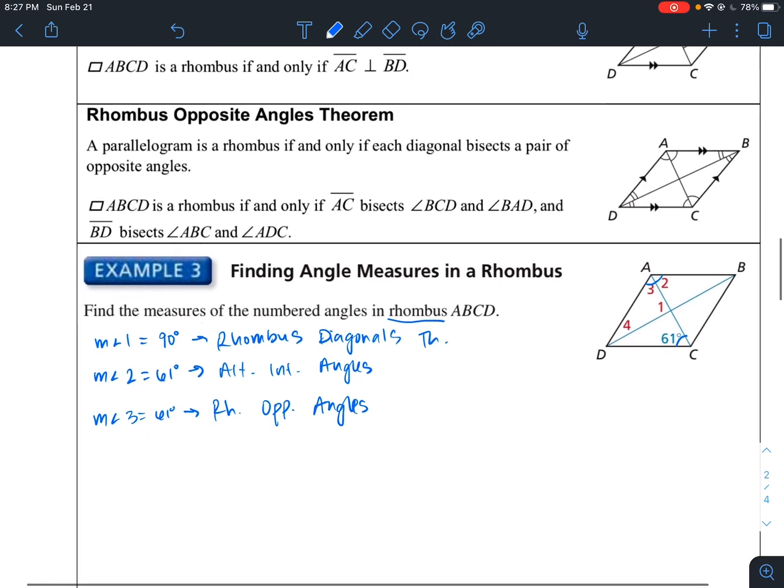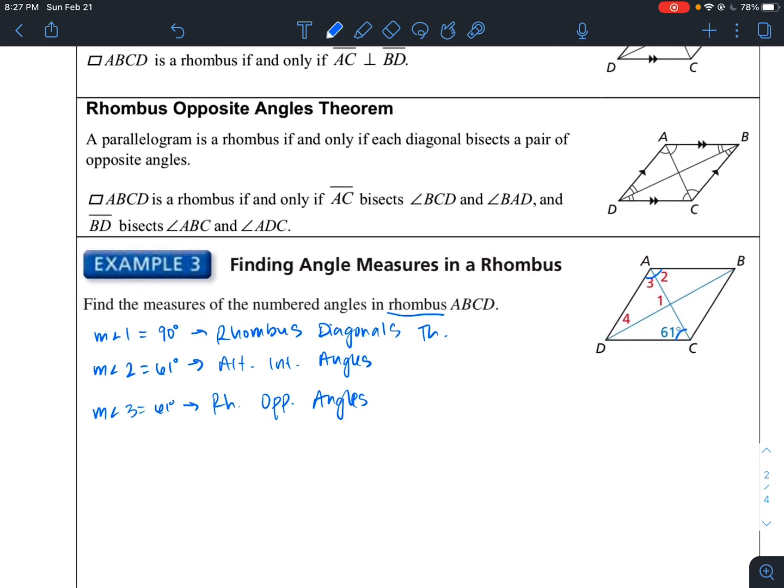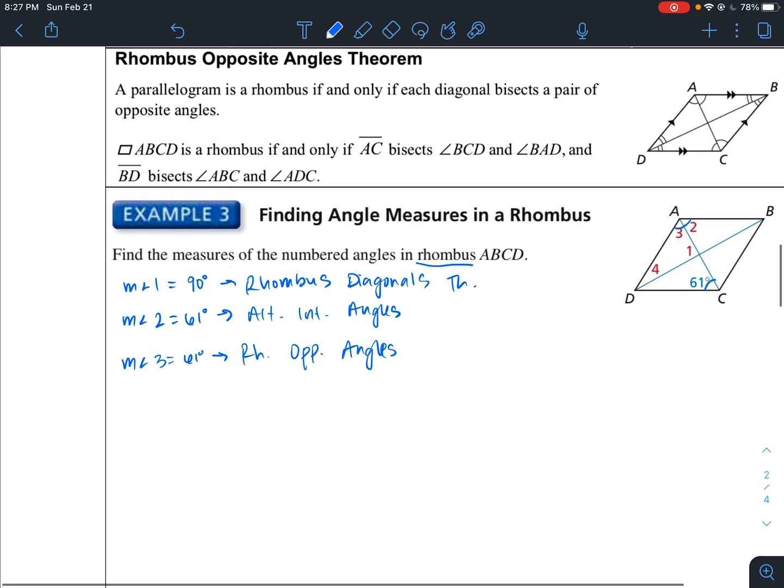Yeah, opposite angles theorem. Okay. Now we need to find angle 4.